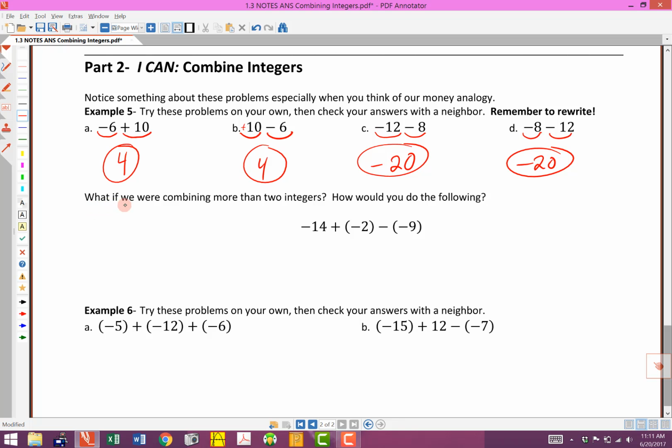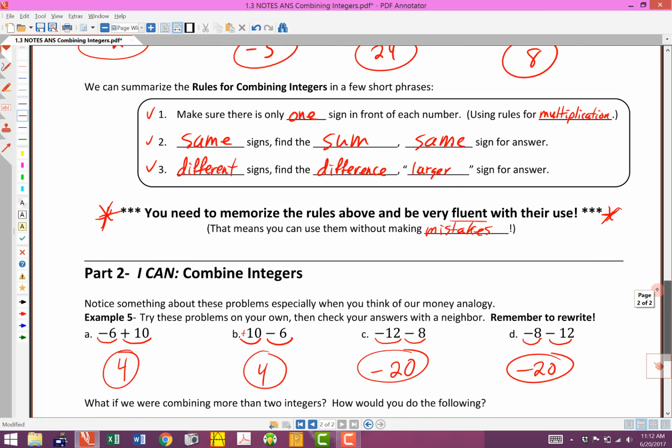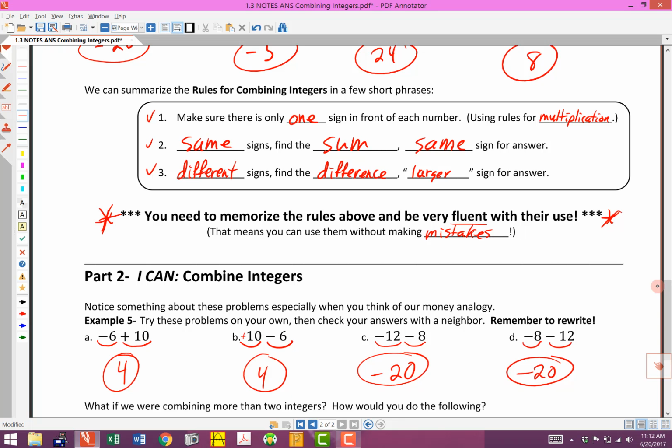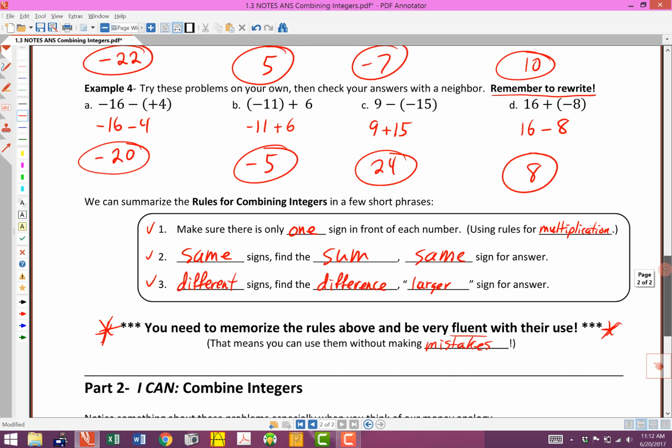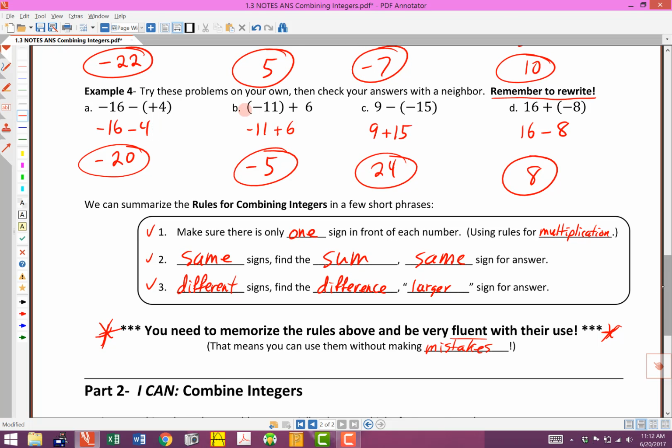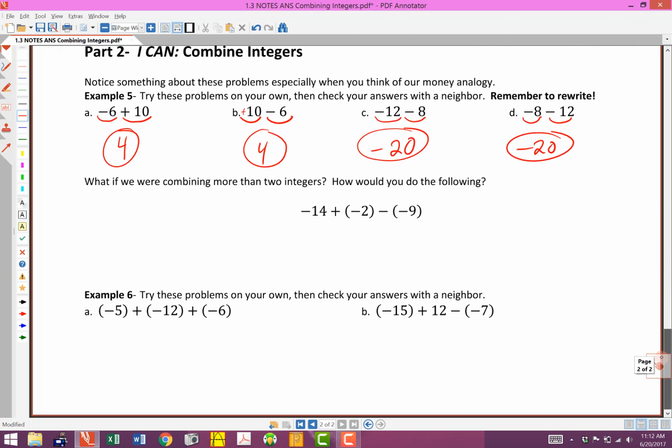So let's talk about these problems right here. It says, what if we were combining more than two integers? The rules that we went through up above only work if we're combining two integers. We're just checking two of them. They've got to have the same sign, or they've got to have different signs like we did up here. But if we've got three of them, how would we do a problem like this?